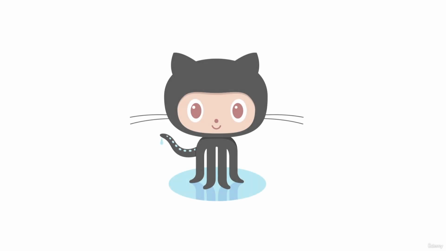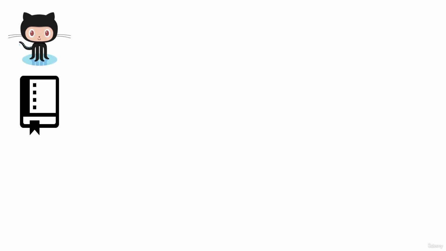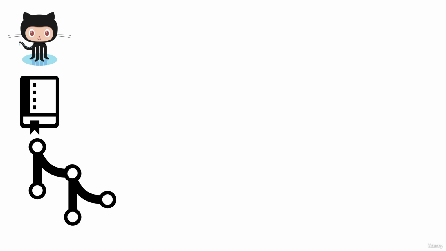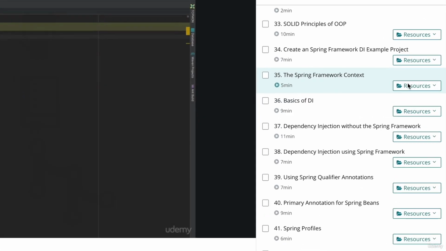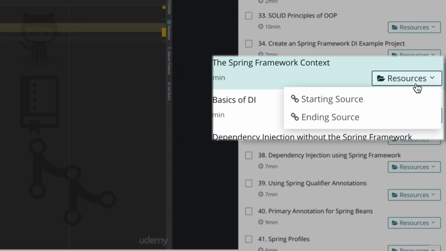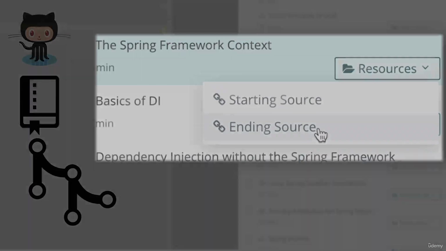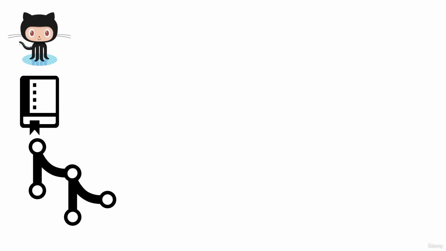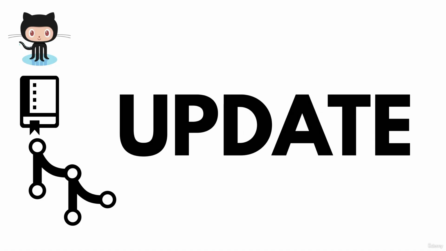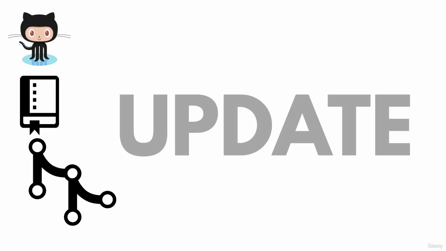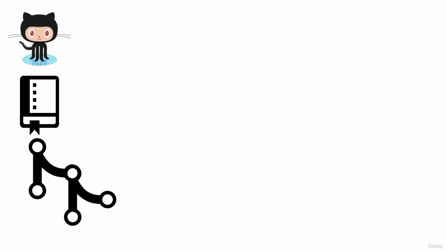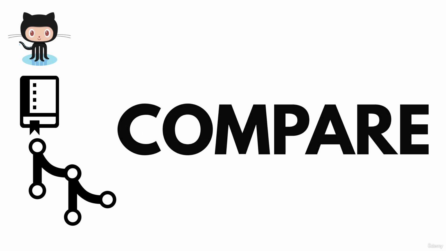All source code examples for the course are inside of GitHub. I use Git branches for each lesson. Now you're going to get a starting branch, which is the state of the code at the beginning of the lesson. Changes that I make inside the lesson are then saved to an ending branch. You'll find links to both branches in the course resources. Using branches like this has two big benefits. First, I can go back and update for any errors or new releases of Spring. Second, you can compare your work to my branches.